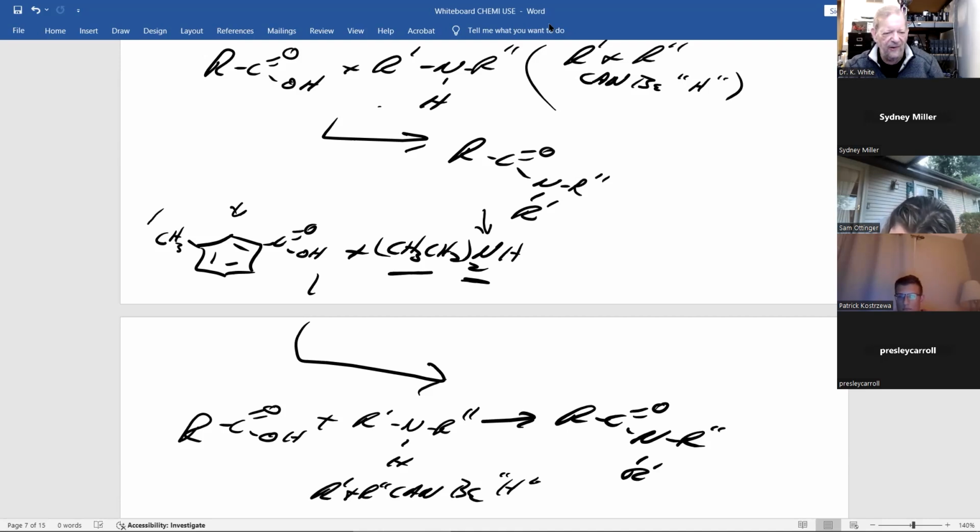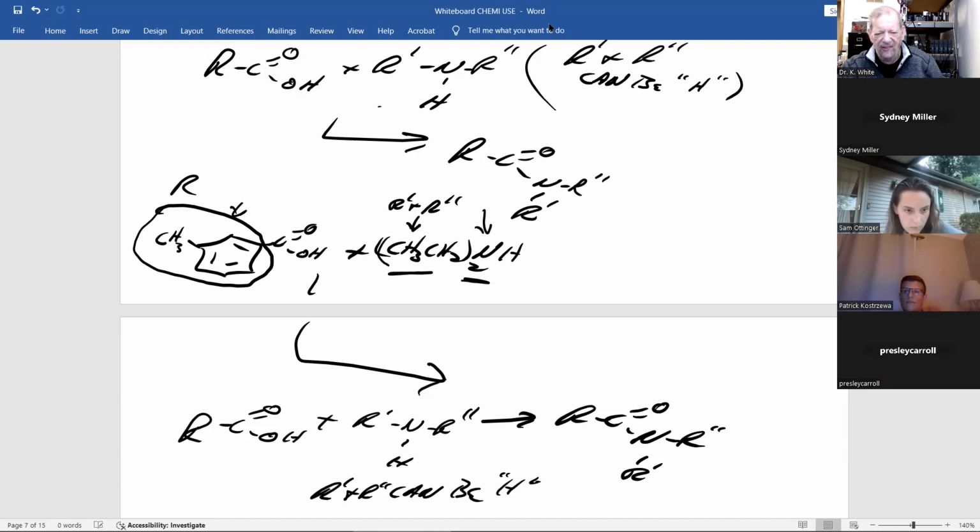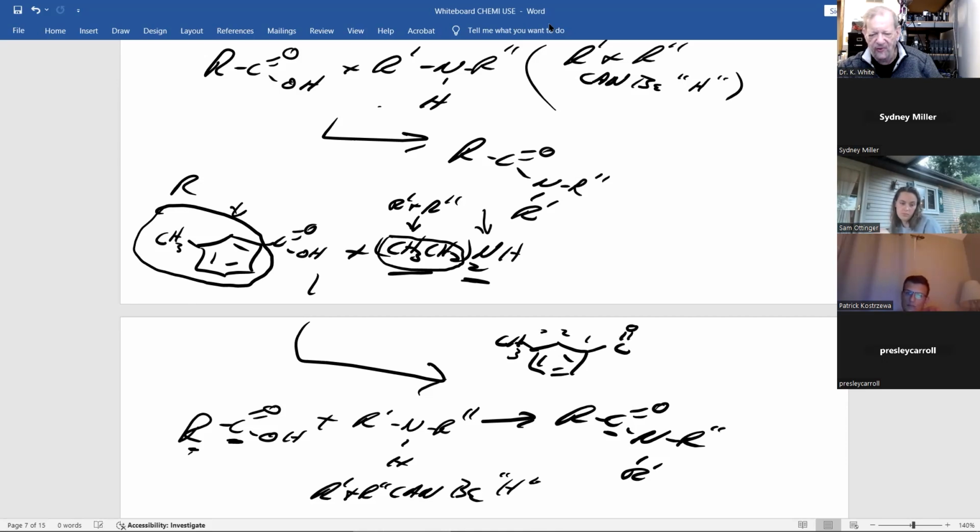So what's my R group? This benzene ring with a methyl group on it. What's my R prime and R double prime? This ethyl group. So I'll put my R group, because you don't break carbon-carbon single bonds. The methyl will be here. The R carbon with the carbonyl group bonded to it is still the carbon with the carbonyl bonded to it, this one. Notice it's 1, 2, 3 separating. And then I'll have my nitrogen, and I can write it this way.